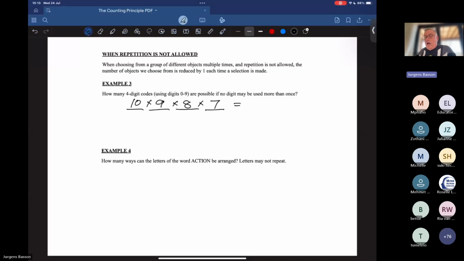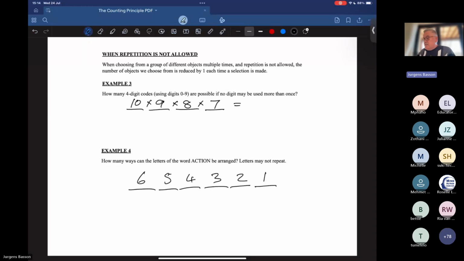As you can see, there are 6 letters. So I'm going to draw the 6 lines to represent the word ACTION. 1, 2, 3, 4, 5, 6. And now repetition is not allowed. So when we do the first position, I think you're all comfortable. There are 6 possibilities for the first position. Any one of those 6 letters can be in the first position. But whatever is in the first position can't be in the second one. So then you will get 5, then 4, then 3, then 2, and 1.